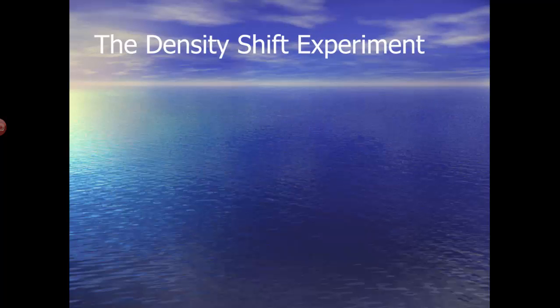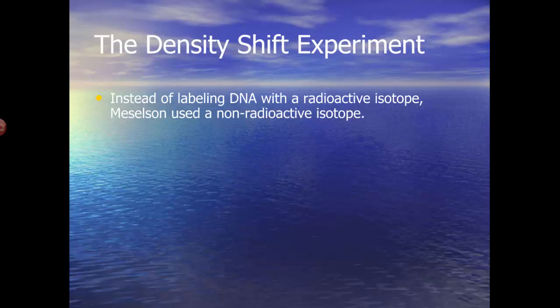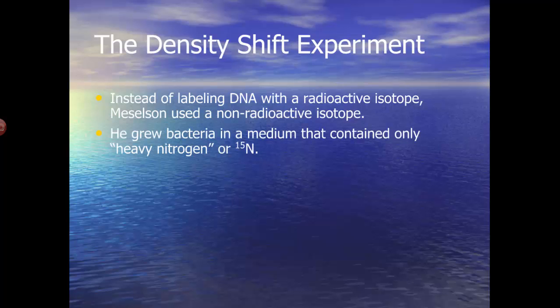Now, I'll explain the density shift experiment so that you understand what's going on here. You may need to review a little bit of what you remember about isotopes, because the concept of density shift also works on isotopes, but instead of using radioactive isotopes, which give off radiation, Meselson used a non-radioactive isotope. He used something called heavy nitrogen. So real quick reminder, nitrogen normally is nitrogen-14. That's the isotope that's the most common, and that means it has 14 total protons and neutrons in its nucleus, 7 of each. Well, there's an isotope of nitrogen called nitrogen-15, which has an extra neutron.